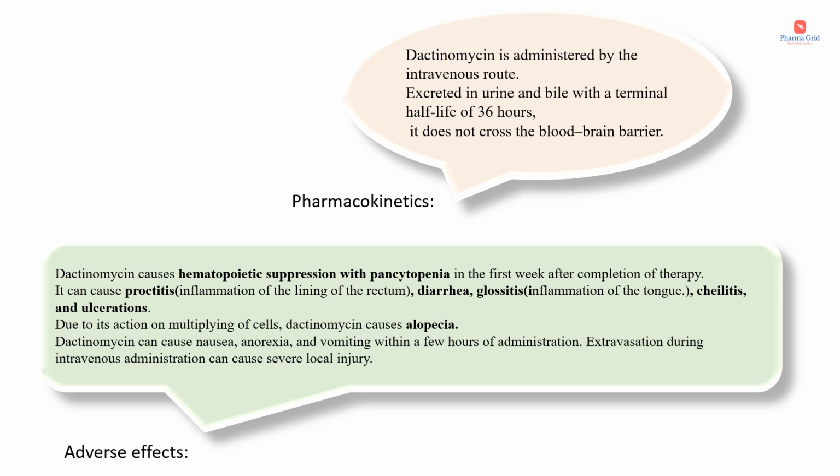Then about the adverse effects, dactinomycin causes hematopoietic suppression with a pancytopenia in the first week after completion of therapy. It can cause proctitis. Proctitis means inflammation of the lining of the rectum. Then diarrhea, glossitis. Glossitis means inflammation of the tongue, cheilitis and ulcerations. Due to its action on multiplying cells, dactinomycin causes alopecia. Dactinomycin can cause nausea, anorexia and vomiting within a few hours of administration. Extravasation during intravenous administration can cause severe local injury.